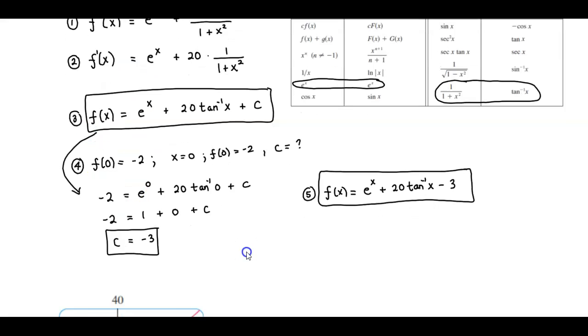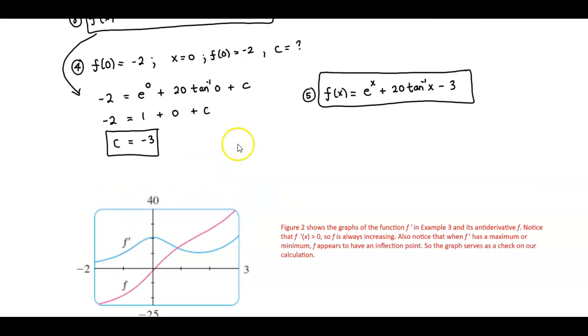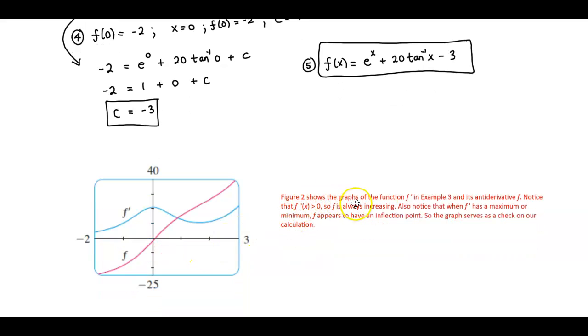Okay, now let's take a look at what the graph looks like. Okay, so this is figure 2. Okay, so here we have the function f of x. So there's the function, and then there's its derivative. So it shows the graphs of the function f prime, which is in example 3 here, and its antiderivative f.